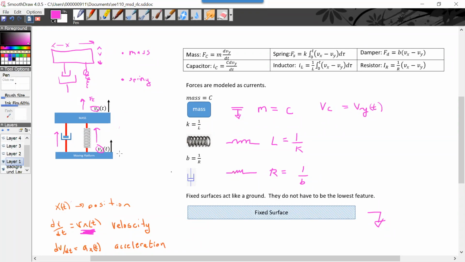Probably best just to do some examples. But are there any questions before we move on?